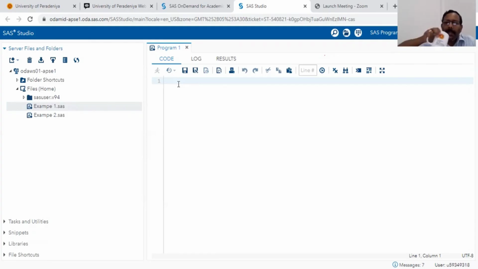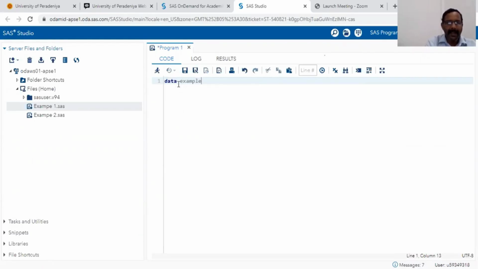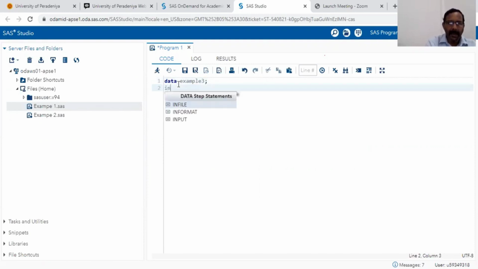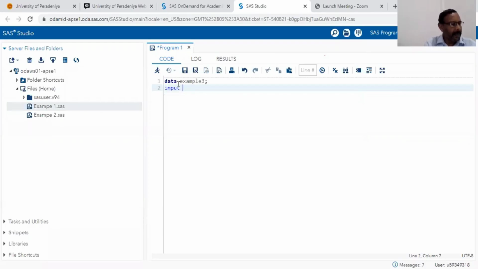Right, we will go to the next one. We have seen dependent samples. Now we go for independent samples. Data, example 3. I will give any name as I like. Input. Let's say I have two inputs. This is how we have to enter the inputs.